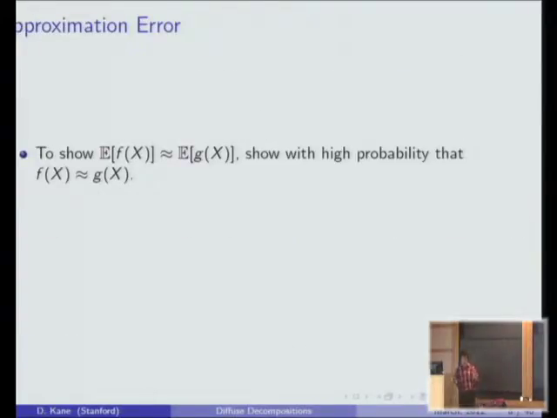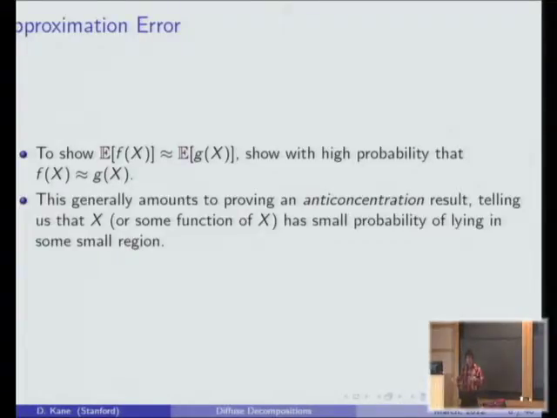Okay, so that's what we would do if we had a smooth function. But of course, our original function isn't smooth, so we need to show that if we replace it by a smooth function, we don't lose so much. So we want to show that the expectation of f of x is approximately the expectation of g of x. To do this, we're just going to show that with high probability, f of x is approximately equal to g of x. This generally amounts to proving some sort of anti-concentration result. That's a result that tells us that x, or some function of x, has only a small probability of lying in a small neighborhood.